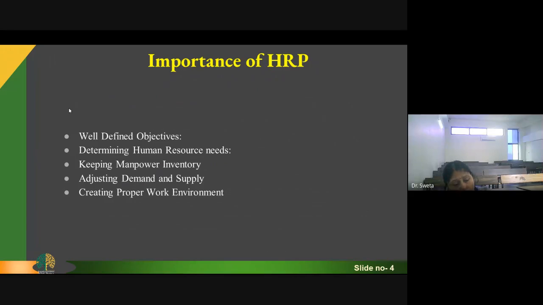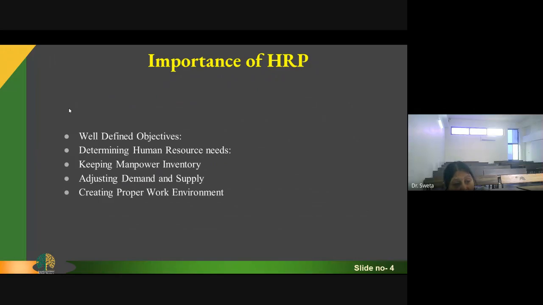Importance of HRP. While we are discussing the concept of HRP, it is very, very important and relevant for the organization, because we work for the defined objectives of our organization, and accordingly we try to create a balance of human resource in our organization. Accordingly we determine whether there is a requirement of human resource in our organization or not. If there is a requirement, we go for some actions.